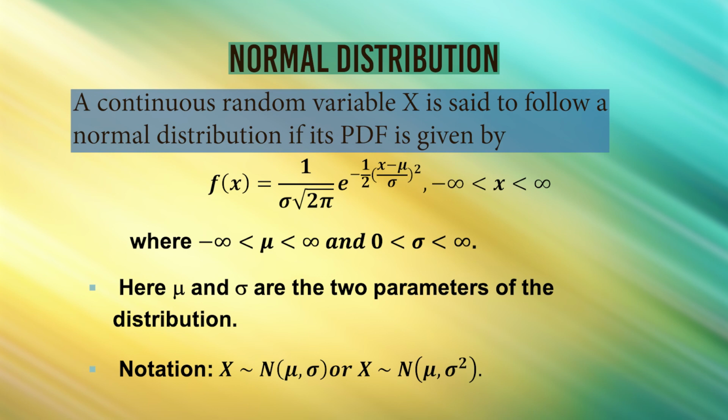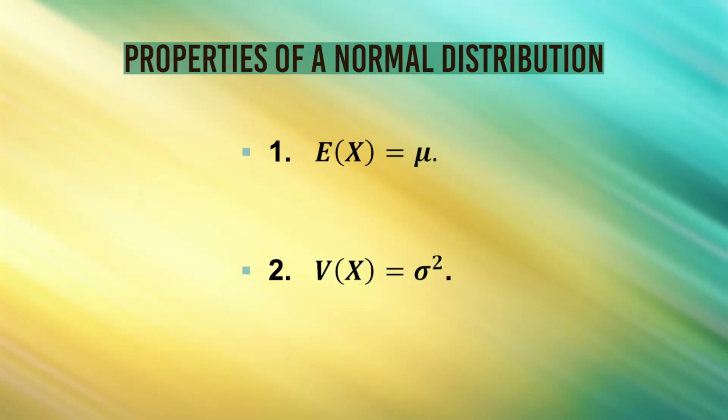Now you can see there are two constants involved in this function. One is mu and the other one is sigma. So mu, which is the mean of the normal distribution, can take any value between minus infinity and infinity, while sigma will take up only positive values between 0 and infinity. So here mu and sigma are the two parameters of the distribution, and we use the notation x follows N(mu, sigma) or x follows N(mu, sigma square). There are several properties of this distribution. Two most important ones are the mean and the variance. That is, the expectation of x, where x follows a normal distribution, is mu and its variance is sigma square.